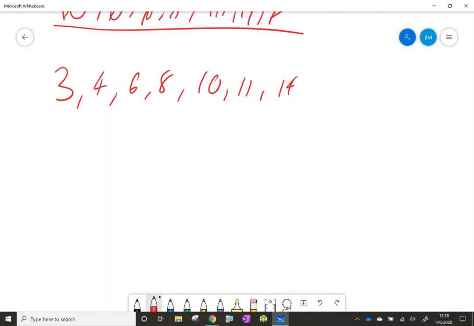Now, let's start with the 3 easiest to find, in my opinion. We can find the minimum value. Minimum value, that's the lowest value. Obviously, in this case, it's 3. The maximum value, another easy one to find, the highest value, which is 14, and the regular median.